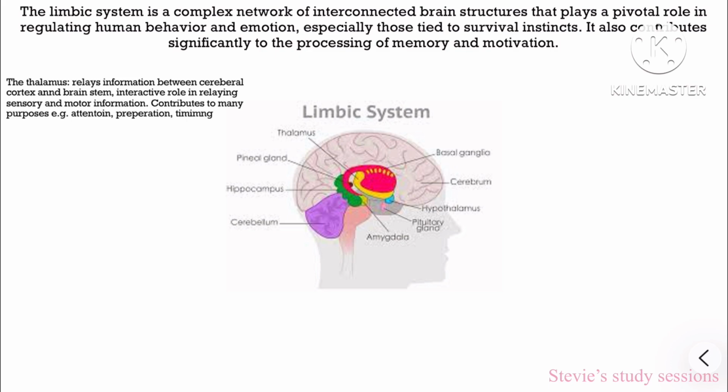Thalamus. It relays information between the cerebral cortex and the brainstem. It has an interactive role in relaying sensory information and motor information. It contributes to many purposes, for example, attention, preparation, and timing.